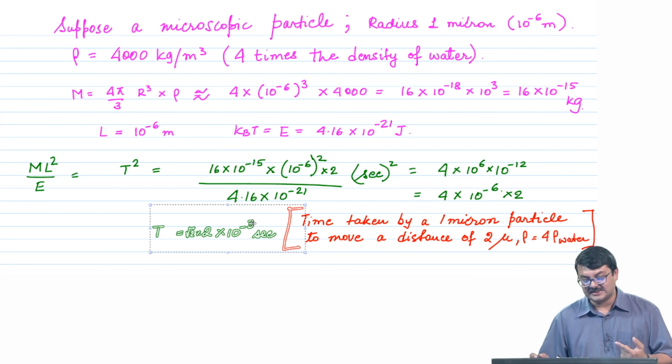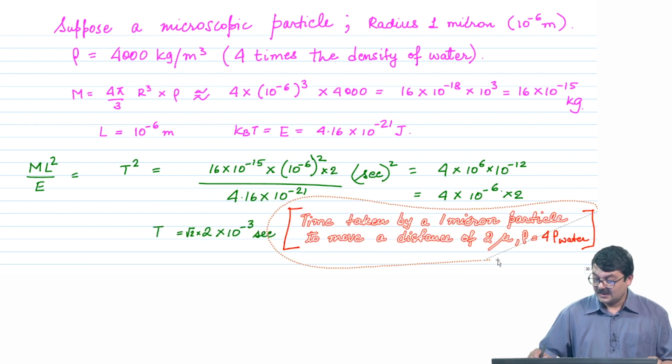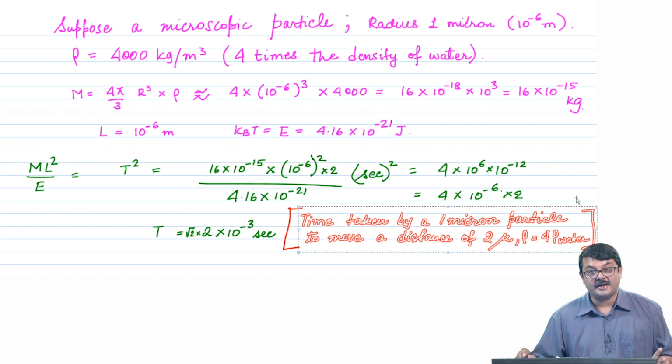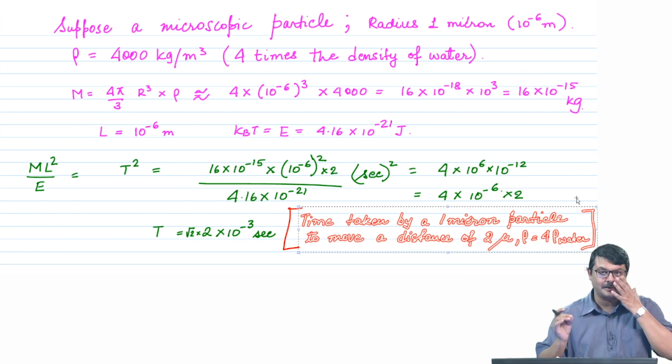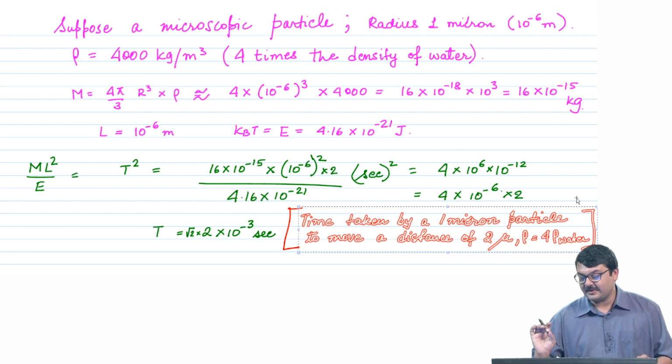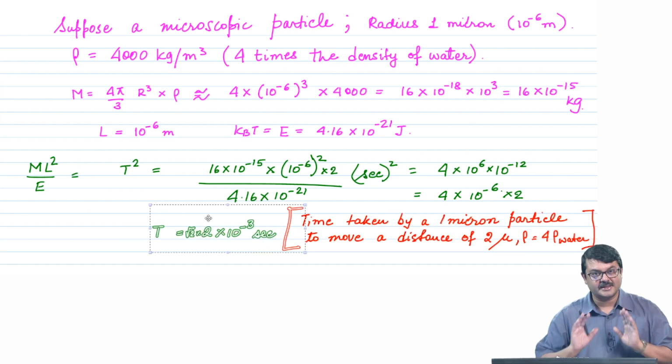What does it mean? What does T equal to 1 mean? It means that the time taken by a 1 micron particle, and of course, there are many of them, they are colliding with each other, but a 1 micron particle which is maintained at a temperature of 300 Kelvin, for it to move 1 micron, or 2 microns, which is the diameter of the particle, it will take milliseconds, or you can put in the numbers and get the exact numbers.